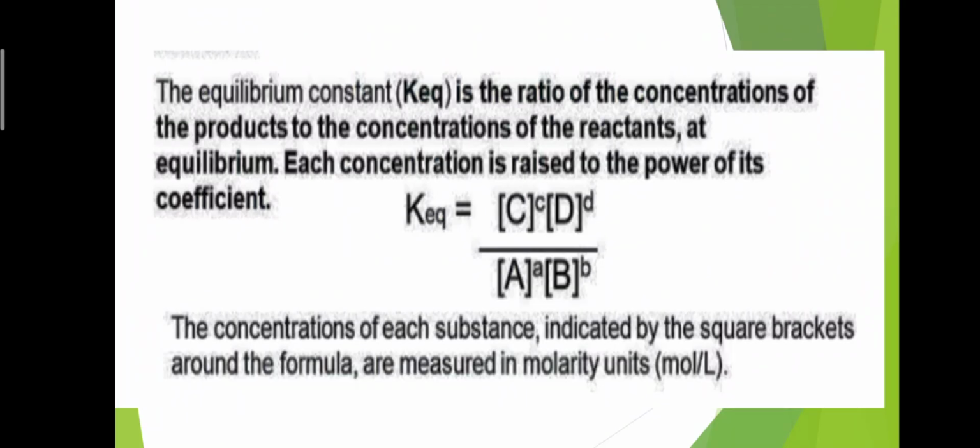The equilibrium constant K equilibrium or Kc is the ratio of the concentrations of the products to the concentrations of the reactants at equilibrium. Each concentration is raised to the power of its coefficient. In the chemical equilibrium, K equilibrium or Kc is equal to C. These are the coefficients of the products and A, and these coefficients are raised as powers of the reactants. The concentrations of each substance, indicated by the square brackets around the formula, are measured in molarity unit, or mole per liter, or mole per dm cube.